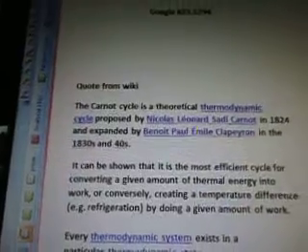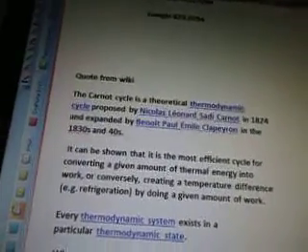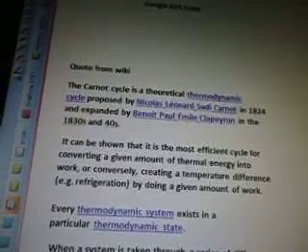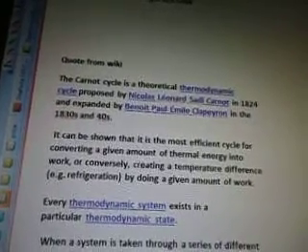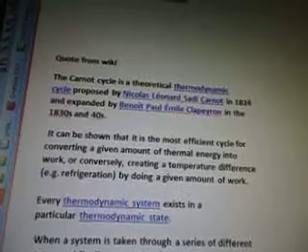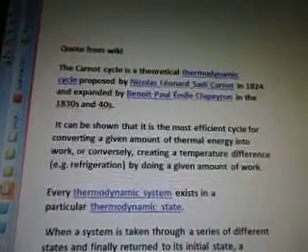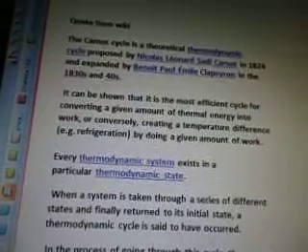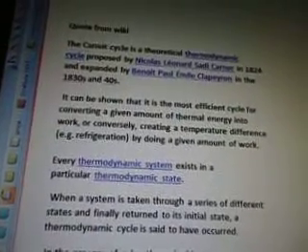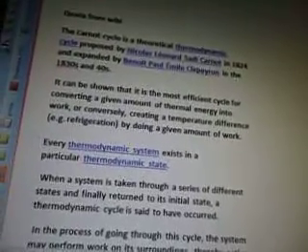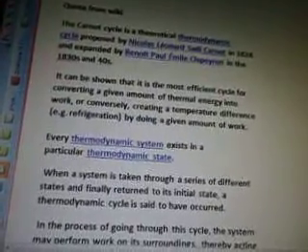The Carnot cycle is a theoretical thermodynamic cycle proposed by Nicolas Léonard Sadi Carnot in 1824 and expanded by Benoît Paul Émile Clapeyron in the 1830s and '40s. It can be shown that it is the most efficient cycle for converting a given amount of thermal energy into work, or conversely creating a temperature difference, e.g. refrigeration, by doing a given amount of work.